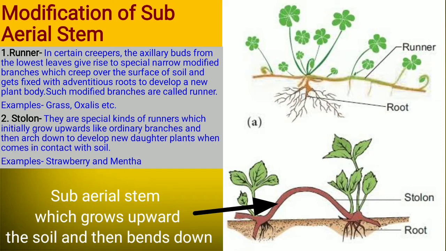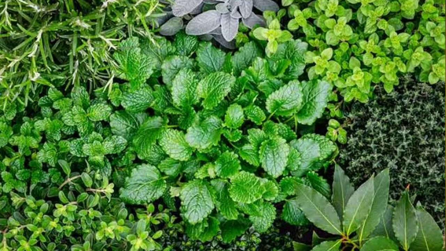Such type of plants are the strawberry, mentha, that is mint or pudina, chrysanthemum, etc. Such plants show stolon, where again they vegetatively propagate themselves.